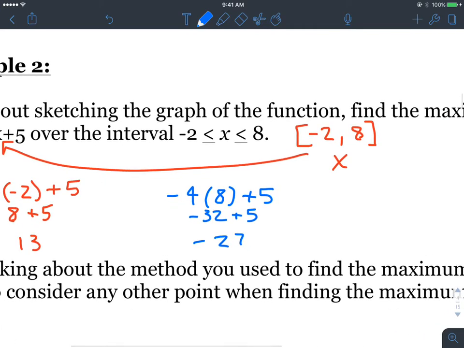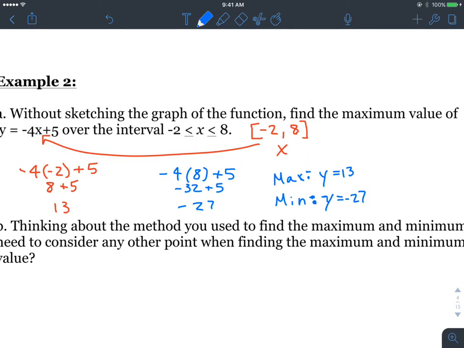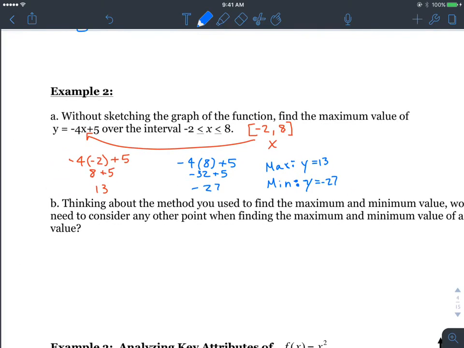All right, and then as far as the max and min values, we can say the max is the highest of the two numbers. That's 13 in this case. So y equals 13. And then the min was y equals negative 27. And there's not a rule like the lowest x value is always the min and the highest x value is always the max. Sometimes they can be switched around, so just be careful with that.